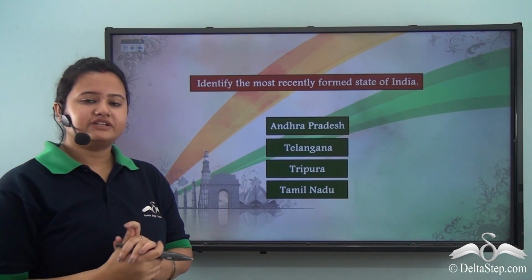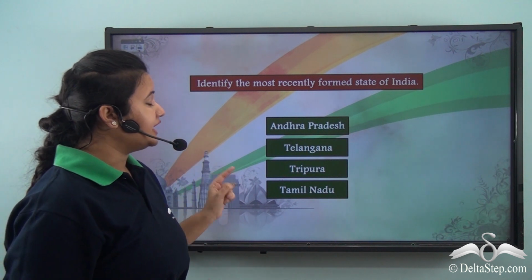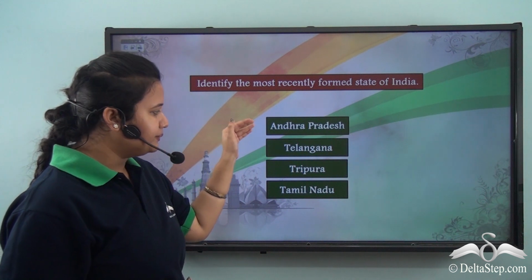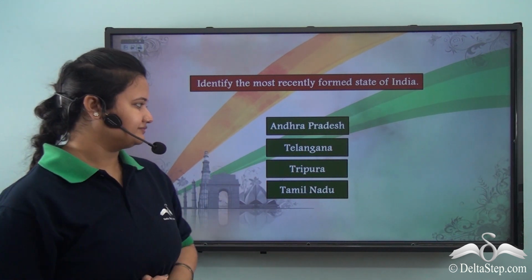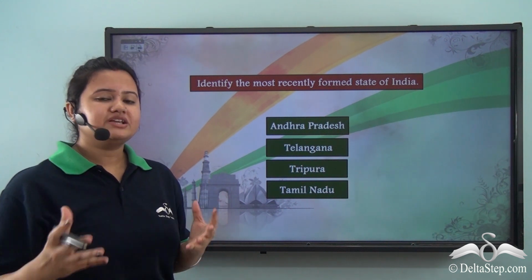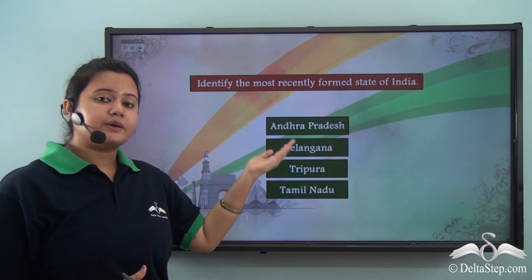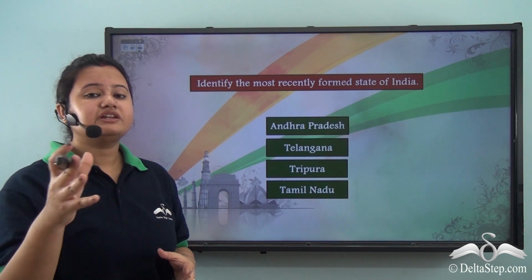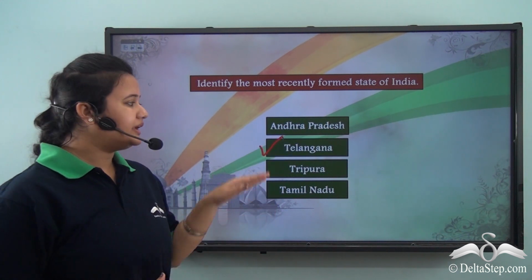But before proceeding with our lesson, let us see if we can answer this. We will have to identify the most recently formed state of India. Is it Andhra Pradesh, Telangana, Tripura or Tamil Nadu? If you can't remember, let me help you out. We just read that in 2014, the state of Telangana was separated from the state of Andhra Pradesh. So, the most recently formed state of India is Telangana. So, the correct option will be Telangana.